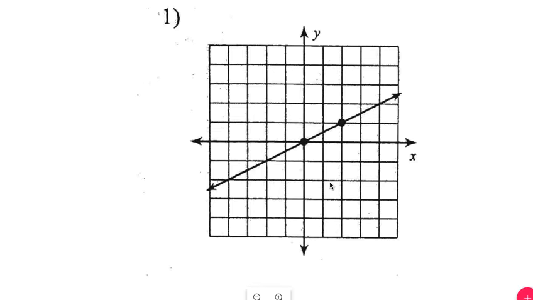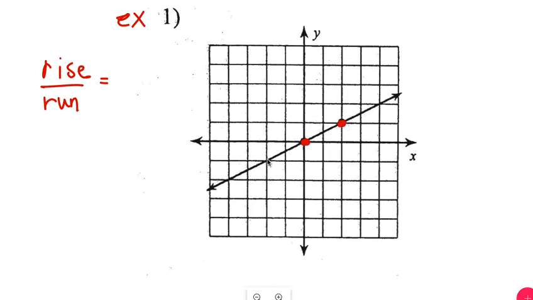Okay, so let's go through some more examples. Example 1 here. So remember, we're looking for a rise over run. Okay, the rise is how our y changes. The run is how our x changes. So you want to pick 2 points on your line.